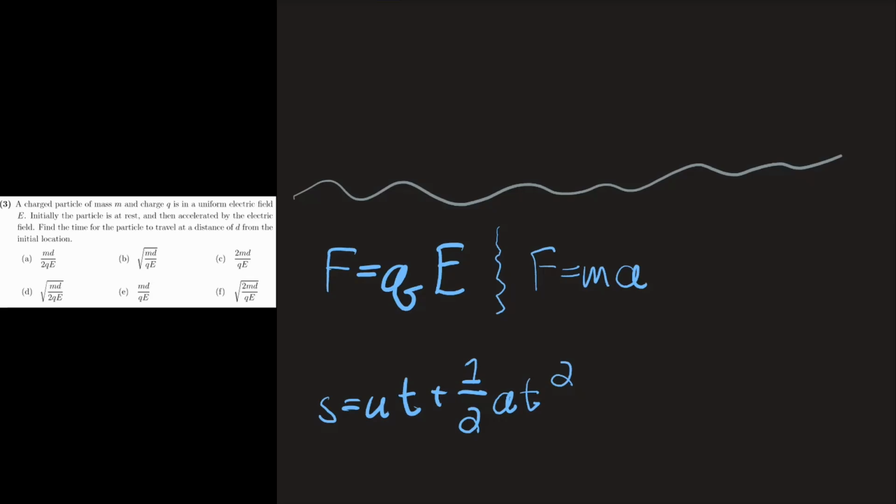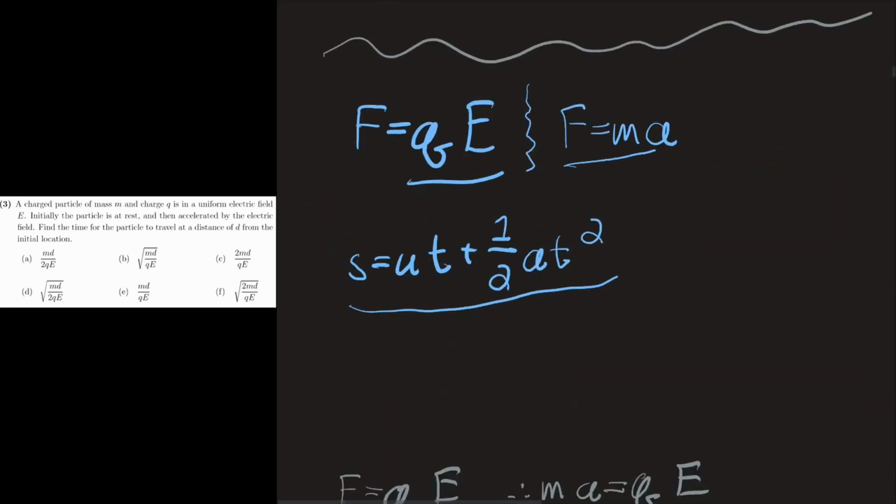So for this, you need to know the definition of a force, F equals ma. And also the force on a charge in an electric field, which is Q times E. You also need to know specifically this Suvat equation, but really, you should just know all of them in general. S is the displacement, U is the initial speed, T is time, and A is acceleration.